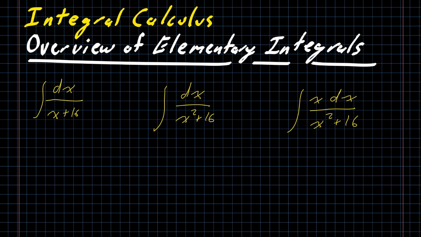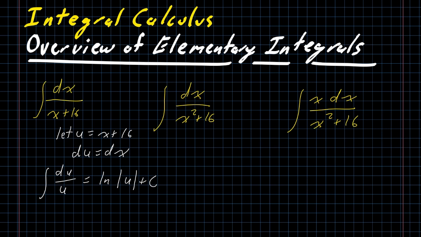In the first integral, because that denominator is linear, I know that I don't even need to bother writing out the substitution, but I'll go ahead and do it anyway. Let u equal x plus 16, then du is equal to dx, and this becomes the integral of du over u. The integral of du over u is the natural log of the absolute value of u plus some constant of integration.